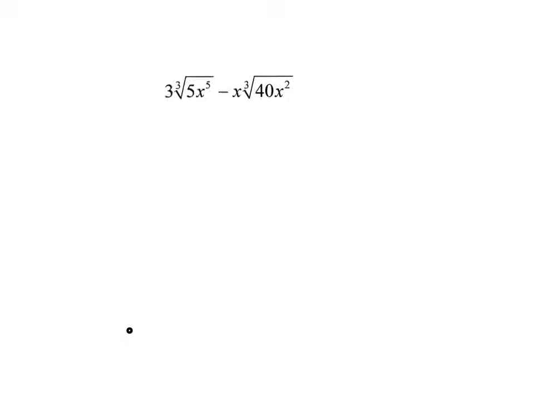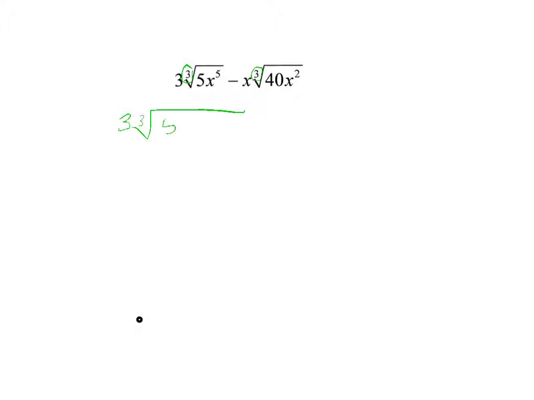It looks like our last problem is a fun one. So I'm noticing that I have cubed root on both of them. So let's go ahead and simplify what we can. We have 3 cubed root of 5. Now x to the 5th has a 3 in there, doesn't it? So I have x cubed and then x squared. Okay, so if I want to simplify that one, I can cube root that, and that comes out. So now I have 3x cubed root of 5x squared.